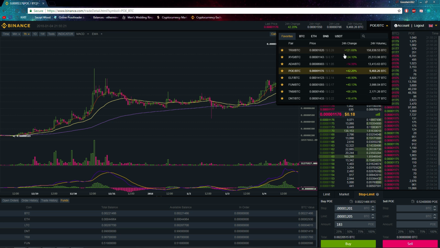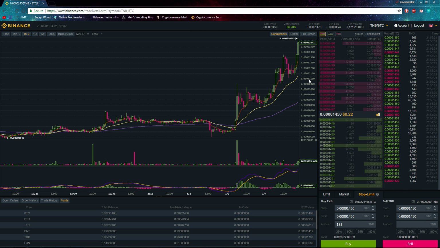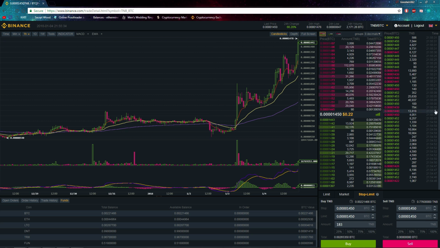If we look to my favorites, I normally like to stay with the cheaper ones because they're a lot more volatile. You can see here down to 17 cents. And then these all trade into Bitcoin. So if you're looking at these graphs, for example, if I go to TMB, this is for TMB into Bitcoin. So when I put in a buy or sell order, these numbers are the amount of Bitcoin that one coin of TMB is worth.